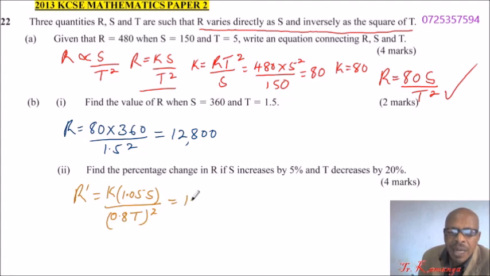Which you can say now you have 1.05 K S, you divide by, when you square 0.8, you get 0.64 T squared.